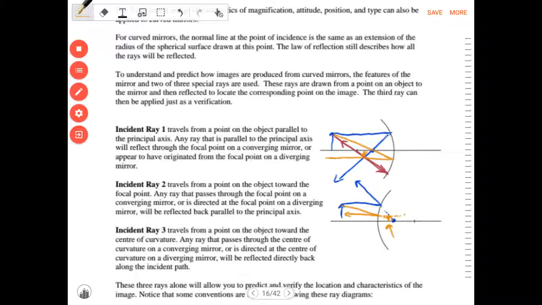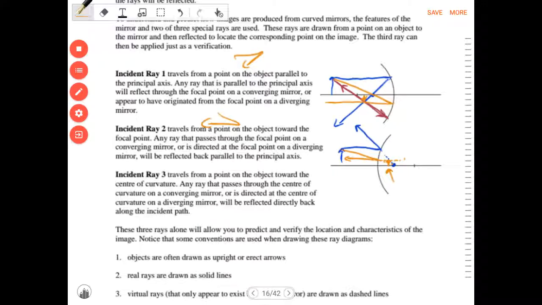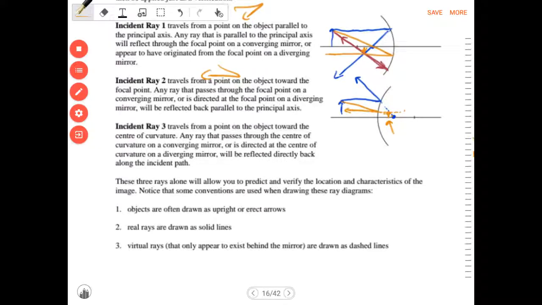Okay, so you only need to draw two of the rays. The third one is just as a check. But those are the three rays. The one that goes parallel and bounces through the focal point, the one that goes through the focal point and then out parallel, and then the third ray, of course, goes right through the center. Okay, so clear as mud, I know. We'll work with these some more. I'll try and be more accurate. These three rays alone will allow you to predict and verify the location and characteristics of the image.